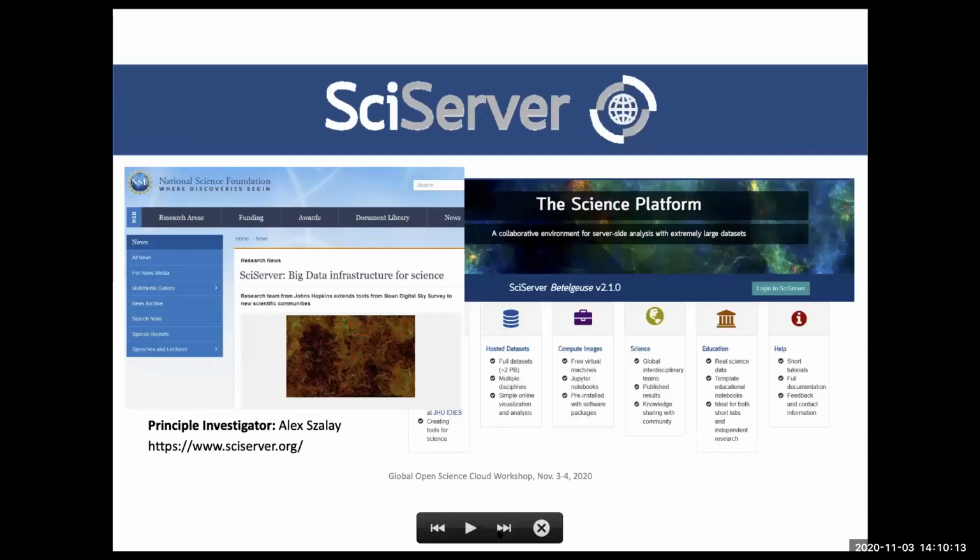Another one is SciServer. SciServer is a big data infrastructure for science. Okay. The principal investigator of SciServer is Alex Szalay. Alex Szalay worked together with Jim Gray to initiate SkyServer and then the Fourth Paradigm. And this platform provides hosted data science, computing services, science-oriented environments, and education materials.